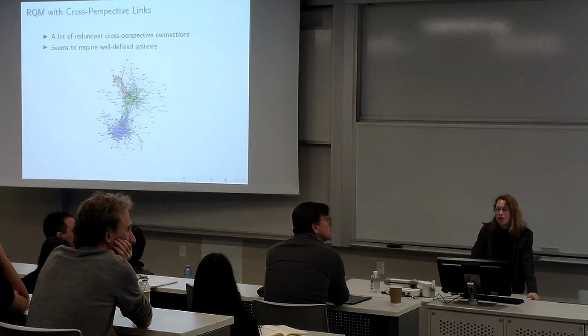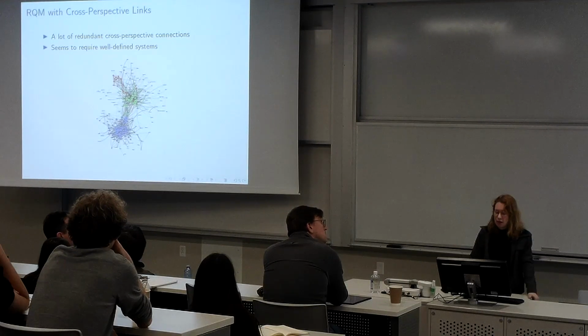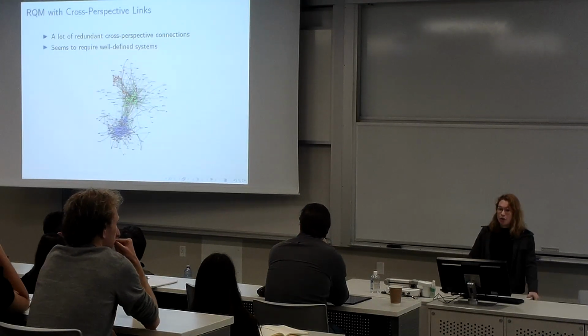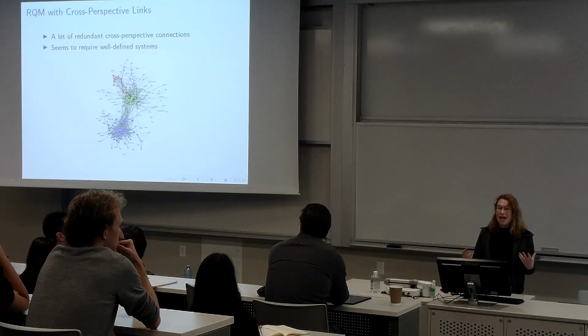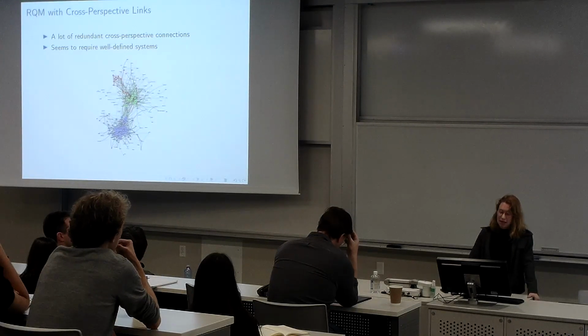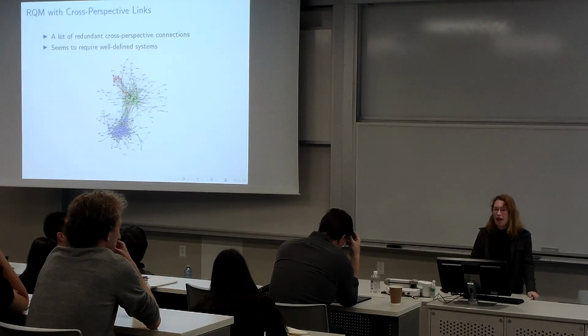That said, there are a couple of issues that I would probably want to see addressed. One is that this way of creating connections between perspectives has the consequence that we end up with quite a lot of redundant structure. So in relational quantum mechanics, any system whatsoever, even just a fundamental particle like an electron, can be an observer, and that means that even in an interaction between two electrons, for example, there has to be some cross-perspective links formed.